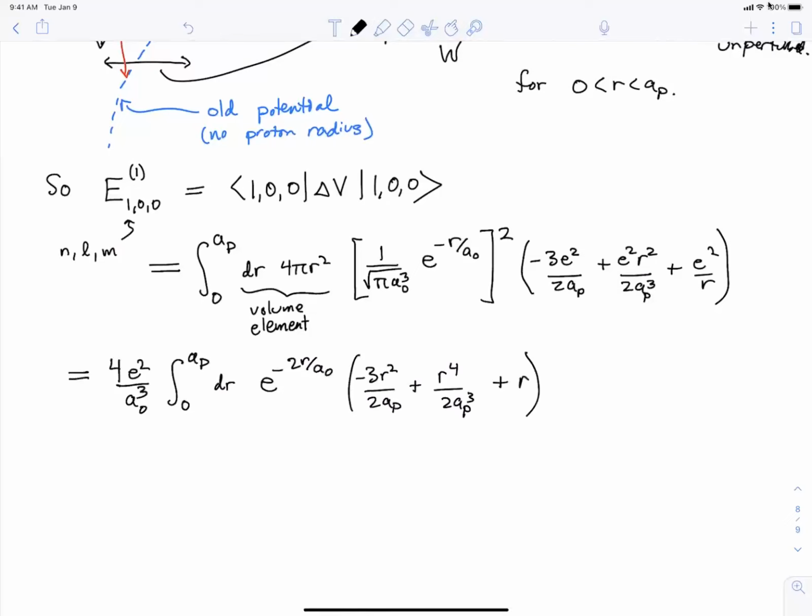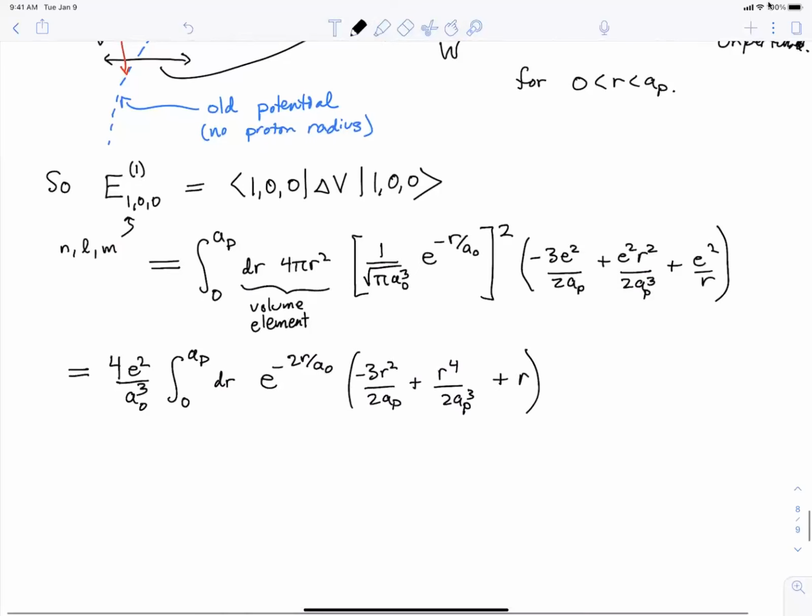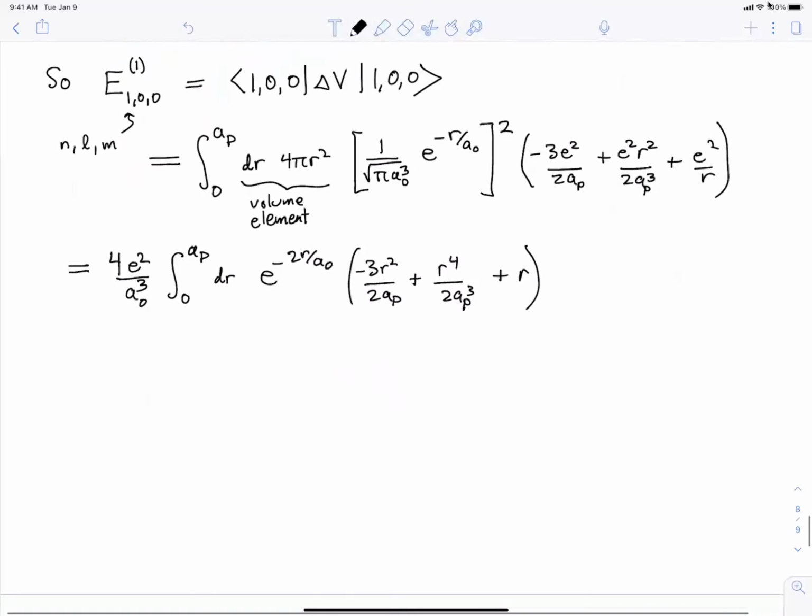Okay, so we have to do that integral. Now, this integral is not that hard to do, but it's actually even easier to notice that we can approximate it to a very, very high precision. Because if you are inside the proton, which is very small, then this factor of e to the minus 2r over the Bohr radius, which is much, much, much larger, is going to be essentially always equal to 1.